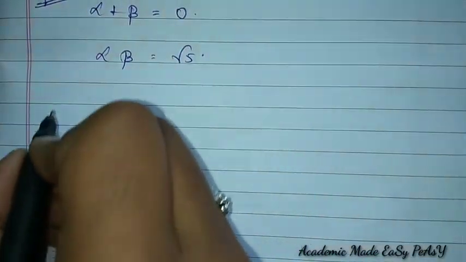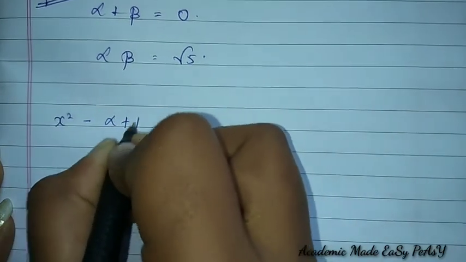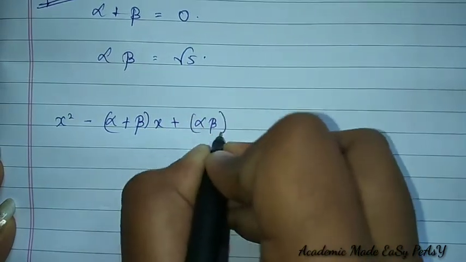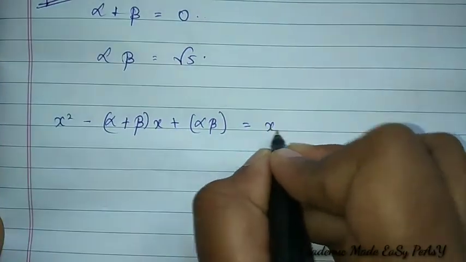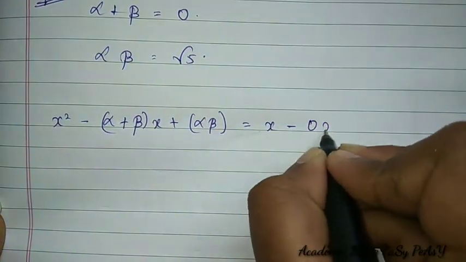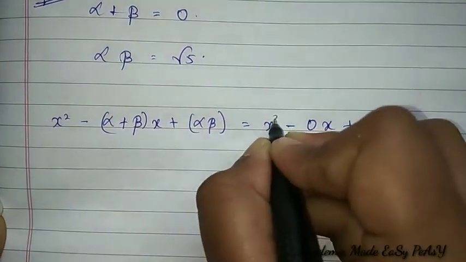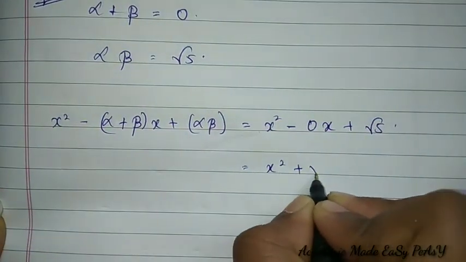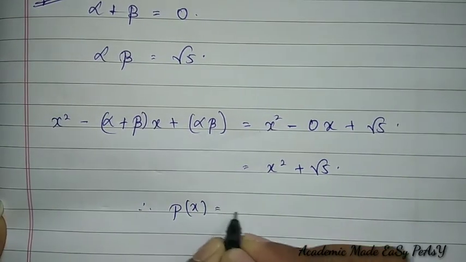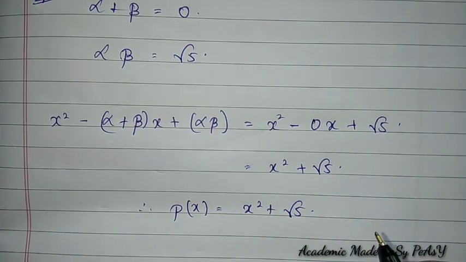So here, in order to find the equation, I will take x square minus (alpha plus beta) into x plus alpha into beta, which is equal to x square minus 0x, since alpha plus beta is 0, plus alpha into beta, which is root 5. So this is x square plus root 5. So therefore p of x is equal to x square plus root 5. This is the required polynomial.